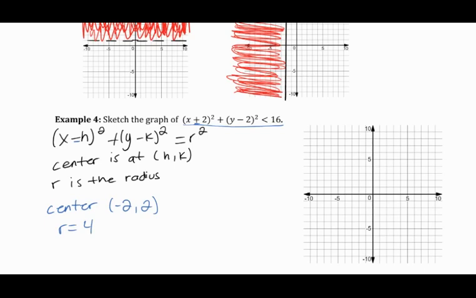So let's go ahead and graph the center. The center is -2, comma 2. So 1, 2, 1, 2 right here. And then the radius is 4. So we count 4 all the way out. So 1, 2, 3, 4.